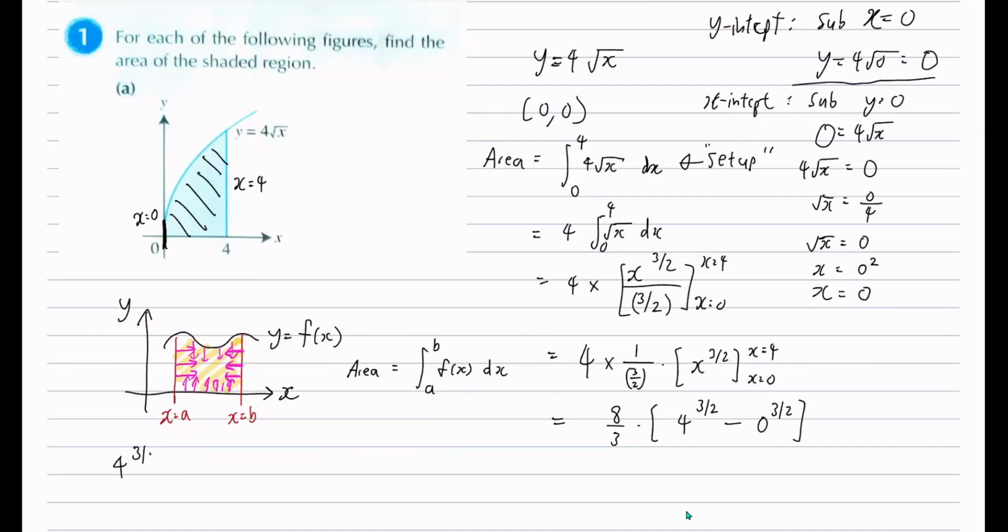I mean, yeah. 4 cubed, then take a square root, right? Oh, but wait, maybe there's a smarter way. 4 is 2 squared. Okay, right? So now you have 2 to the power of 2 times 3 over 2. Oh, 2 cancels away. 2 power 3, which is 8.